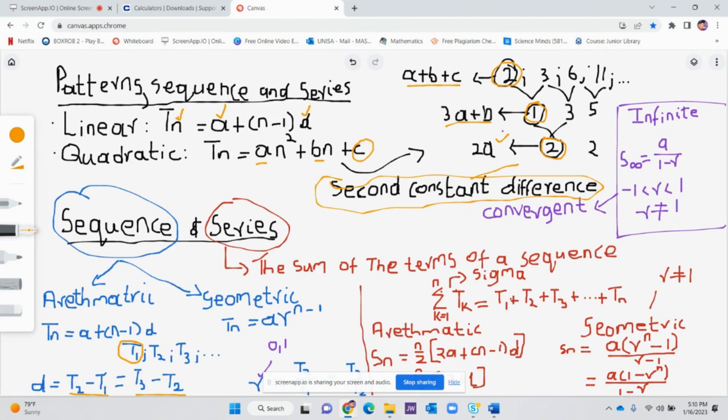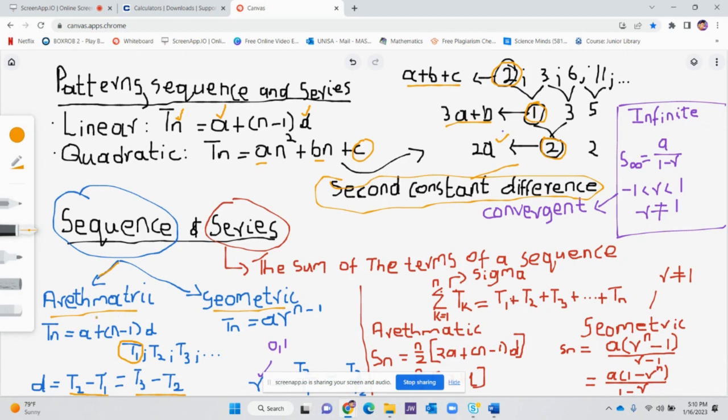So now grade 12. In grade 12, we have sequence and series. So it's a continuation. Whatever you learned from grade 10 and 11 is not to be forgotten. Sequence and series is a continuation of what we did in 10 and 11. All right. So let's start with sequence. There are two types of sequence. We have an arithmetic sequence. We have a geometric sequence.